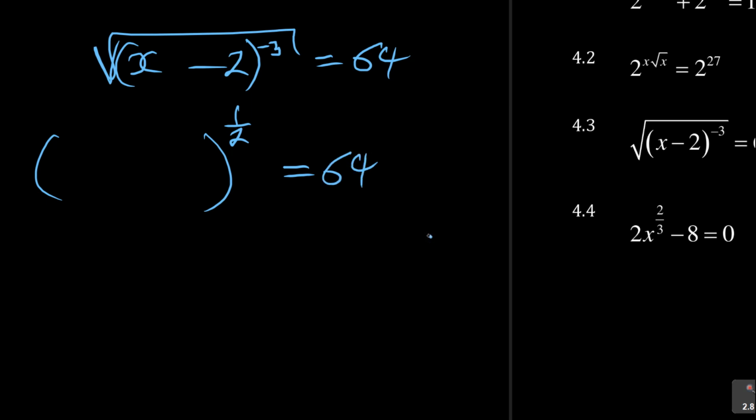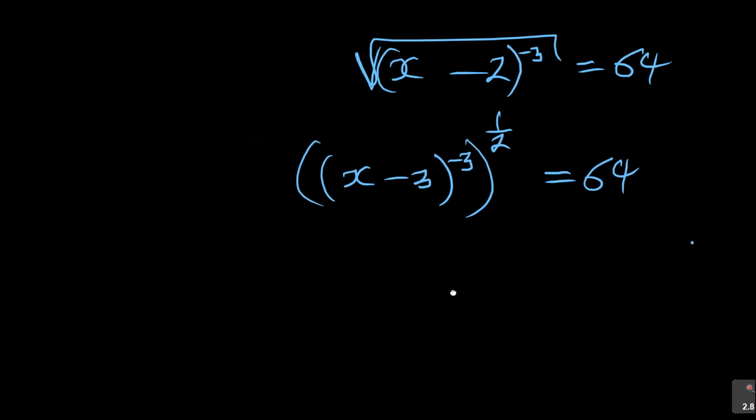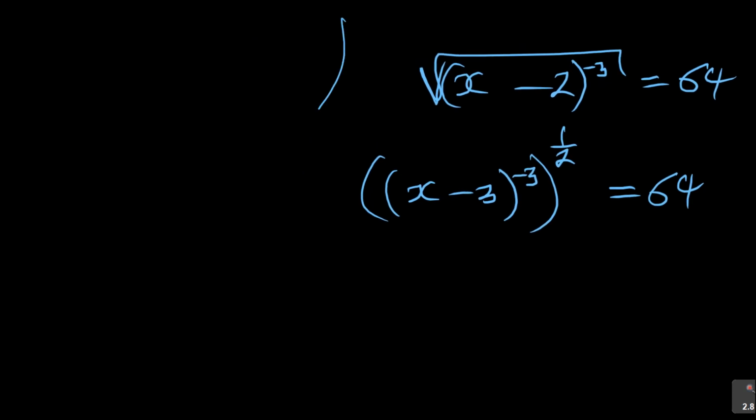Are you with me? You can do that to say inside you've got x minus 3, and then you have got -3. I think that is one way, or I've got another idea here.